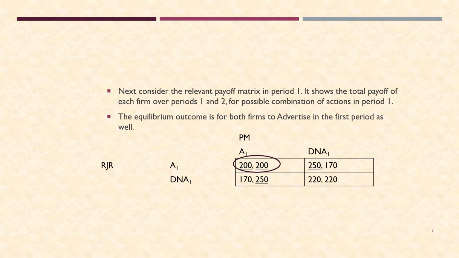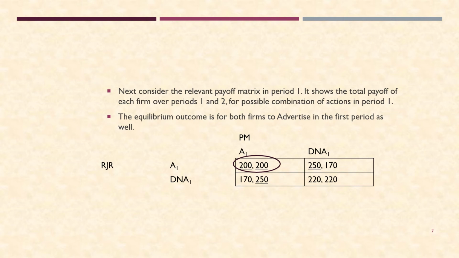Now consider the relevant payoff matrix in period 1. The relevant payoff matrix shows the total amount each firm will earn over periods 1 and 2, given a pair of actions in period 1. For example, suppose each firm advertises in period 1. In that case, each firm earns 100 in period 1. We now add the payoff of period 2. But we argued that each firm will earn 100 in period 2, regardless of the outcome in period 1. Hence, if both firms advertise in period 1, each will earn a total of 200.